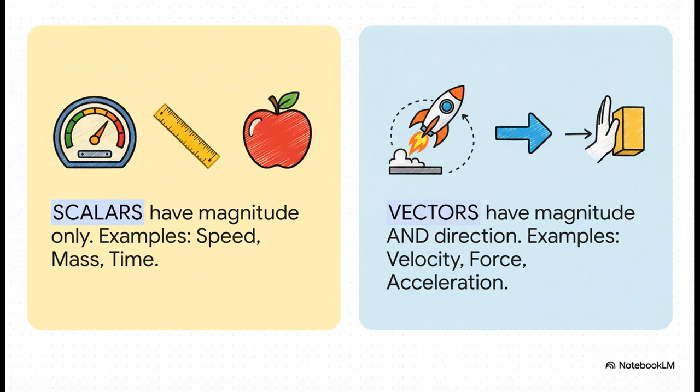On one hand, you have scalars. They're simple. They just tell you how much of something there is. Think about your speed on the highway or the mass of an apple. But on the other hand, you have vectors. They're a bit more sophisticated. They tell you how much and which way. It's not just how fast you're going, but where you're going. It's not just a push, but a push downwards. That extra bit of info about direction is critical.